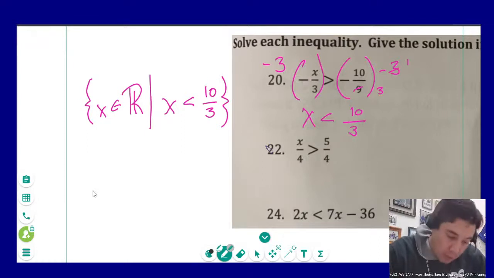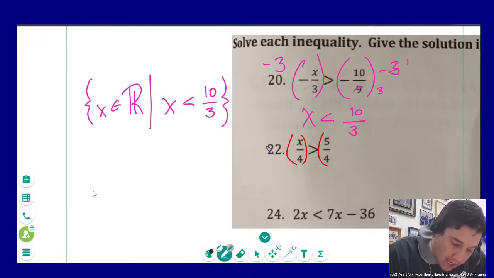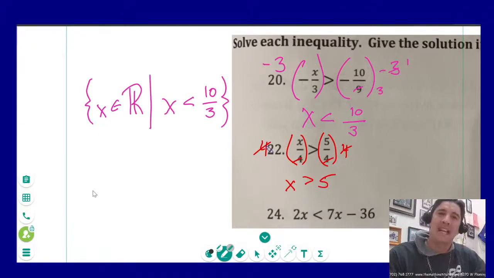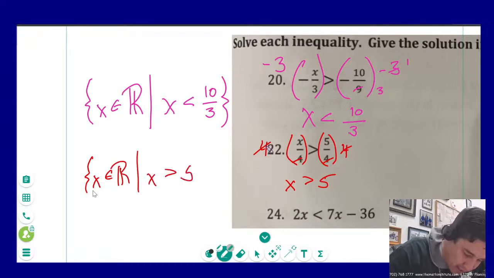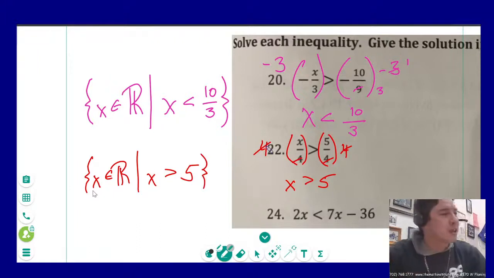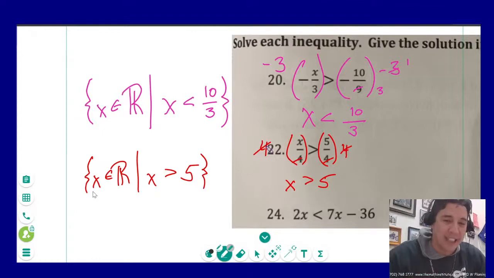What's the first thing we do? We multiply both sides by 4 in order to isolate the variable. The 4's over here cancel. The 4's over here cancel. And like I saw right away, x is greater than 5. But what do they want? We want set builder notation, or we want it answered properly, is the way they should say it. So, again, x is an element of the real numbers such that x is greater than 5. All right, so there's a quick little lesson on inequalities and answering properly in set builder notation.